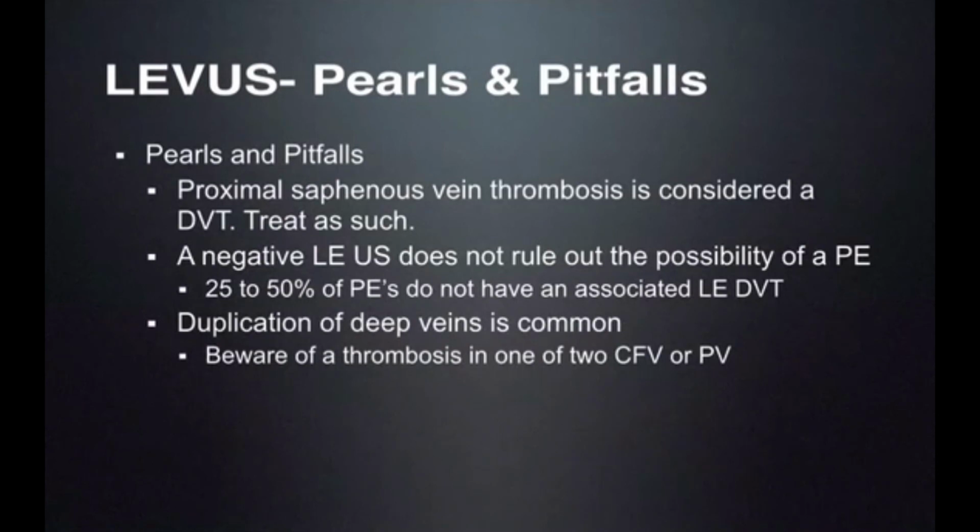And we talked about this before, but remember, proximal saphenous vein thrombosis is considered a DVT, so treat as such. If you do this commonly, you might also start to see patients that have duplication of their deep veins. This is not uncommon, so beware of a thrombosis in 1 or 2 of the common femoral veins if there is a duplication.